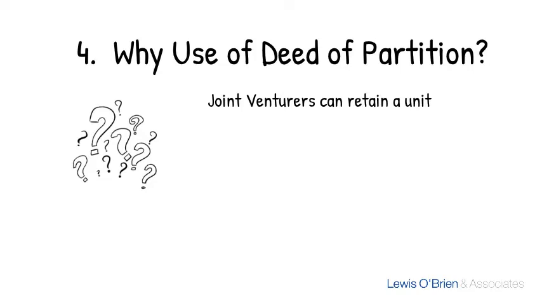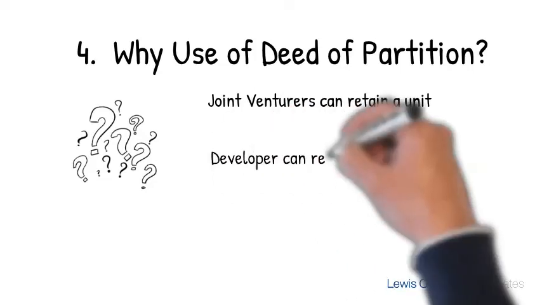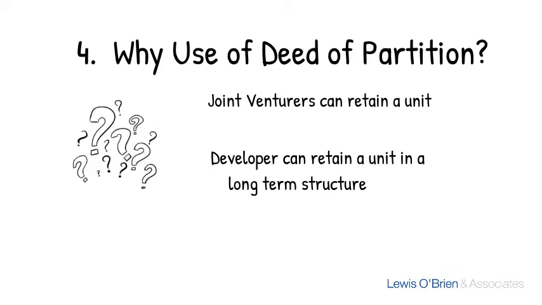Another example might be a case where a developer is developing 3, 4, or 5 units with the intention of keeping one of the units once the development is complete, but in a different structure. So the developer completes the development, sells off the first few, and the last one can then be transferred using a deed of partition into a separate long-term holding structure without paying further stamp duty.